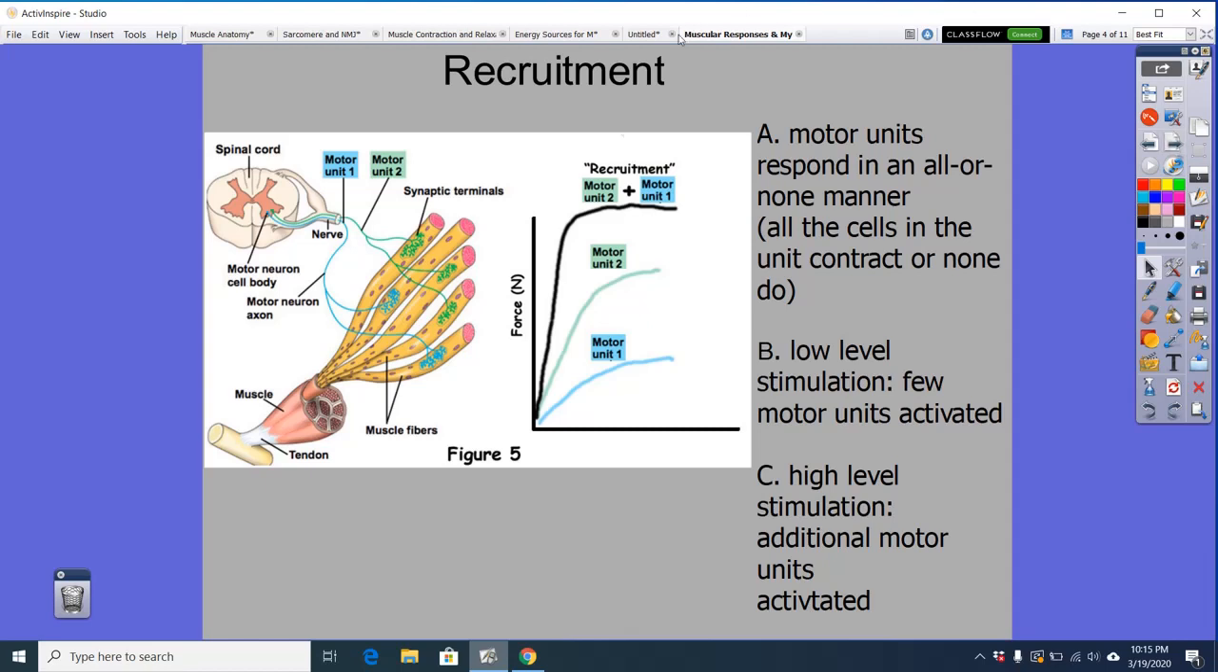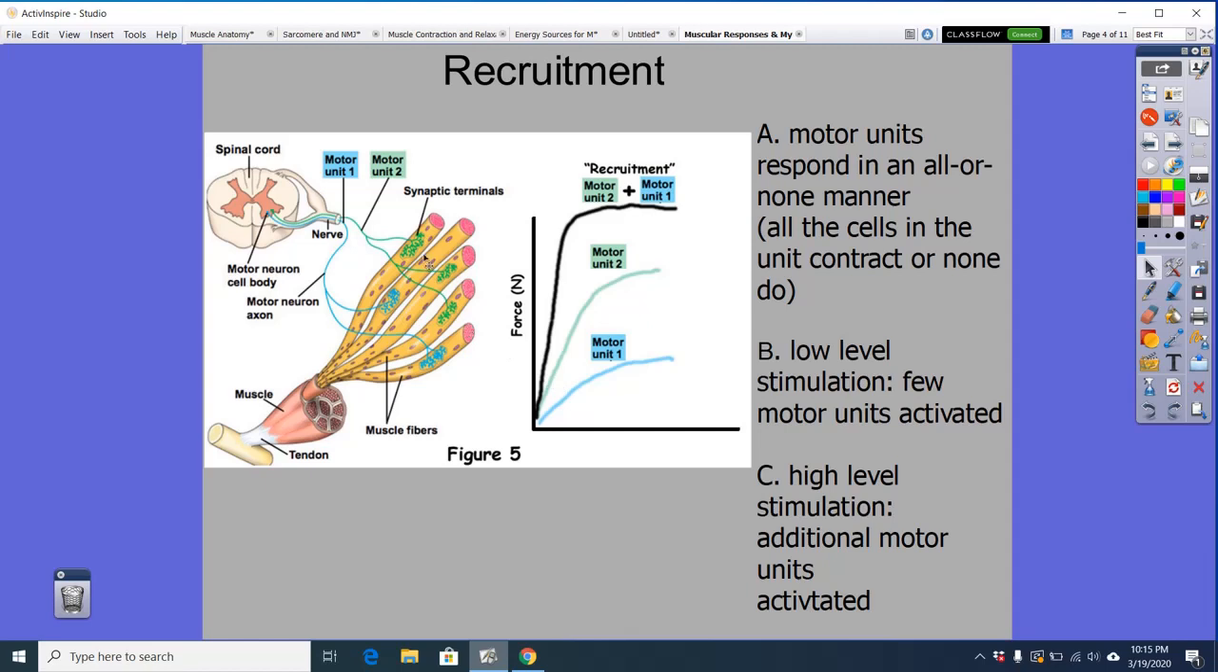If you look at this picture and compare the colors, it'll help you out. So in this picture, we're just looking at muscle cells here, and we'll start with motor unit 1. Okay, a motor unit is a motor neuron and all of the muscle fibers that it controls. So if you only stimulate motor unit 1, you don't get a lot of force out of the muscle. Okay, that could be your ice cream cone.